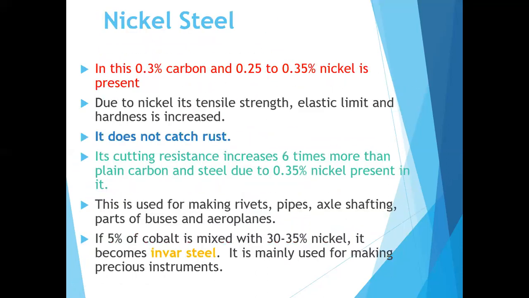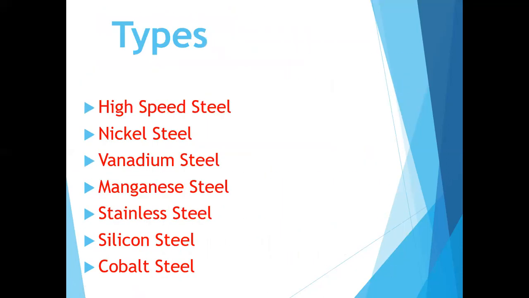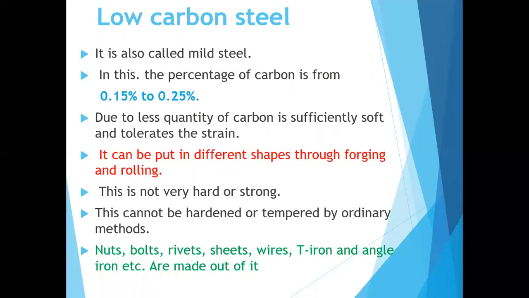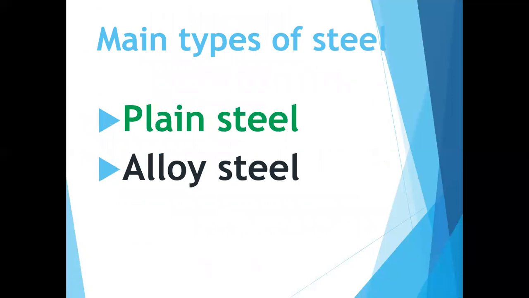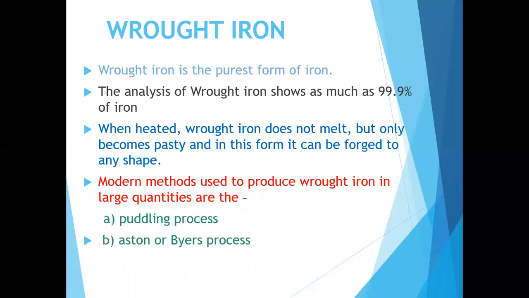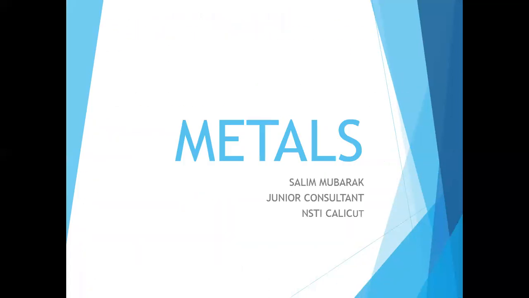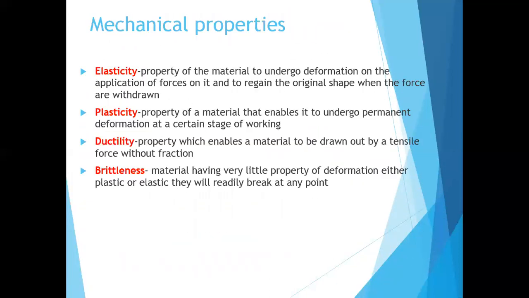So here we studied many types of irons and the classification of steels. It is important, as is the percentage of carbon. Many processes are also important to study, like the blast furnace, cupola furnace, and the Bessemer process. Next we have to discuss the non-ferrous metals. In this video we discussed the ferrous metals.